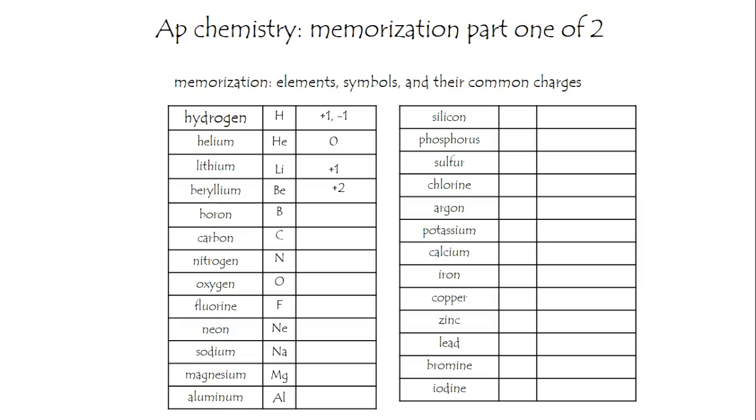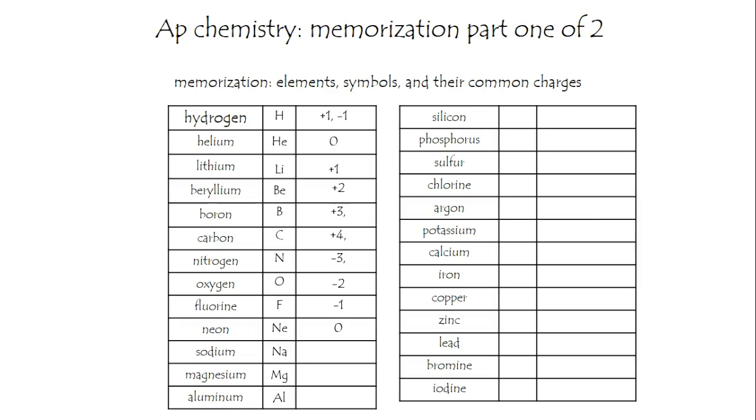Boron, yuck, don't use that one much, +3. B Al Ga In Tl, right? All those are +3, although as you get into the D block, it gets more complicated. Carbon, best off not doing it because it tends to almost always share, but you could say +4, perhaps -4, very rare. Nitrogen, N P As Sb, nitrogen, phosphorus, arsenic, etc., tend to be -3. Oxygen, -2, fluorine, -1, and neon, nothing at all, noble gas.